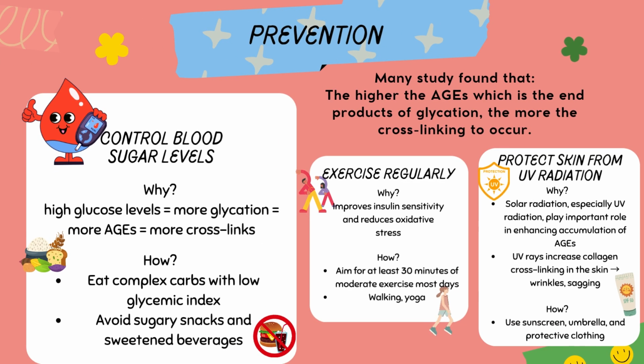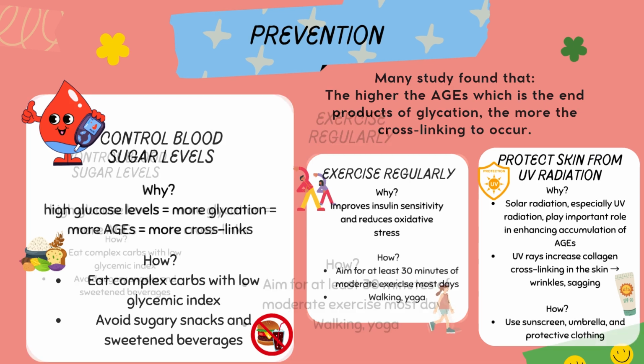Many studies found that the higher the age is, which is the end products of glycation, the more the cross-linking occurs. Here are a few prevention tips that we can do to reduce or slow down the cross-linking in our body. Firstly, we should control our blood sugar levels to reduce glycation so it does not produce too many AGEs, like avoiding the intake of sugary drinks and eating healthy diets.